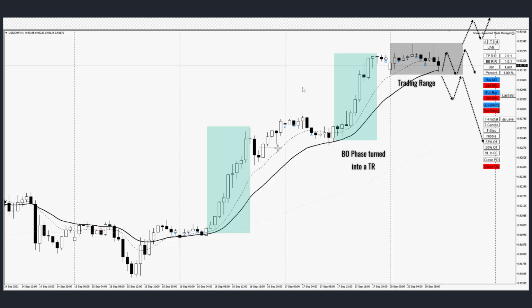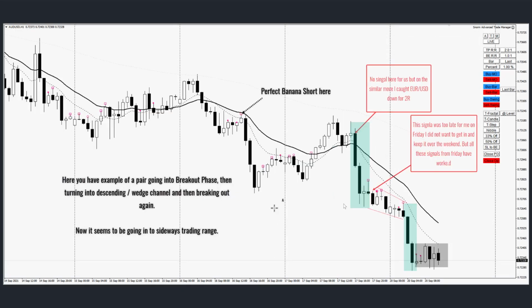You go long here and you let it run. This will probably be either a break even or a 2-hour, and then it breaks out again. So what's happening here in this case? The breakout has turned into a trading range. So nothing for us over there. Let's have a look at another example.